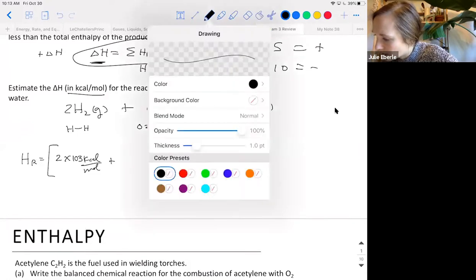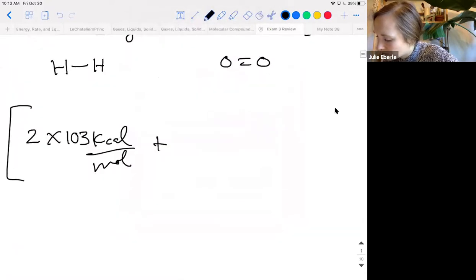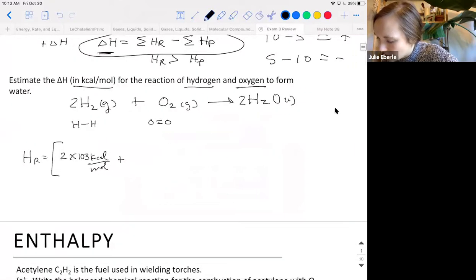Pencil's not writing. Pencil, surely it's not about to die. There it goes.